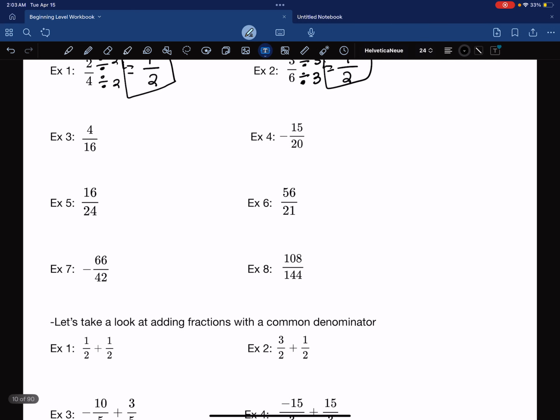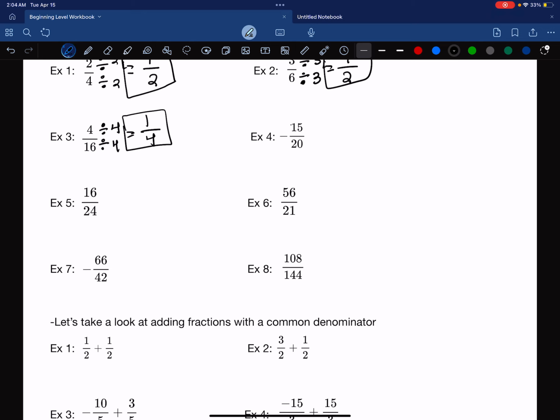Looking at example 3, we have 4/16. So I encourage you to pause the video, and now let's work through it together. So a common value that we can divide both 4 and 16 by is 4. So I'm going to divide both of these by 4. 4 divided by 4 is 1. 16 divided by 4 is 4. So this is 1/4. Looking at example 4, I encourage you to pause the video and try it on your own. And now let's work through it together.